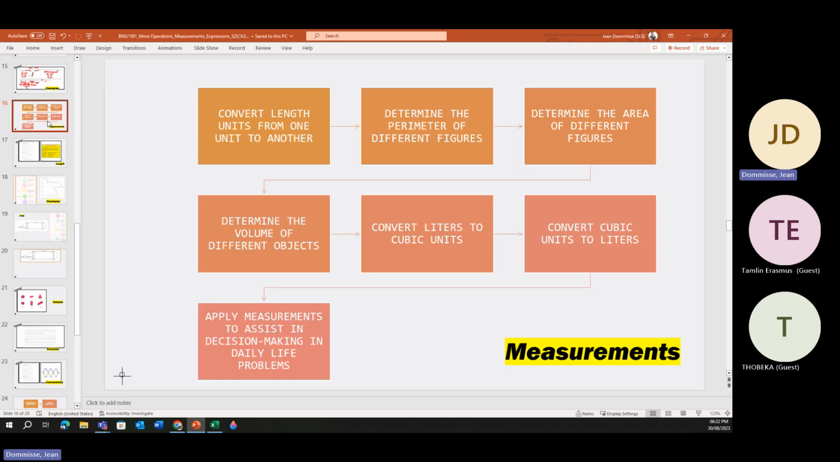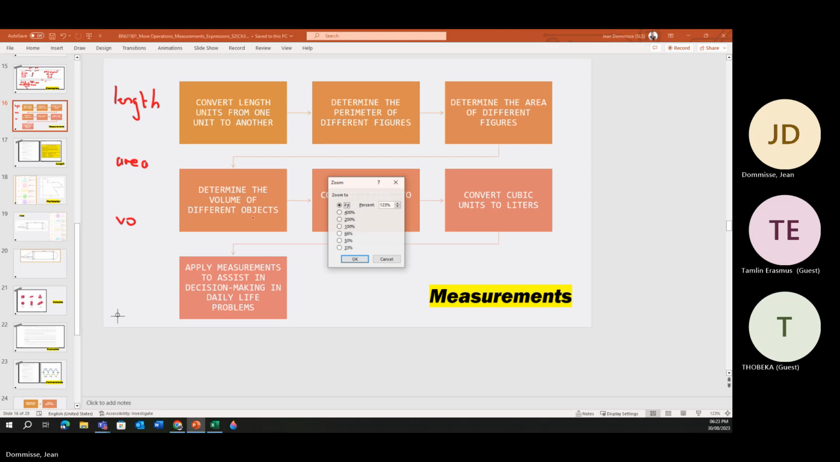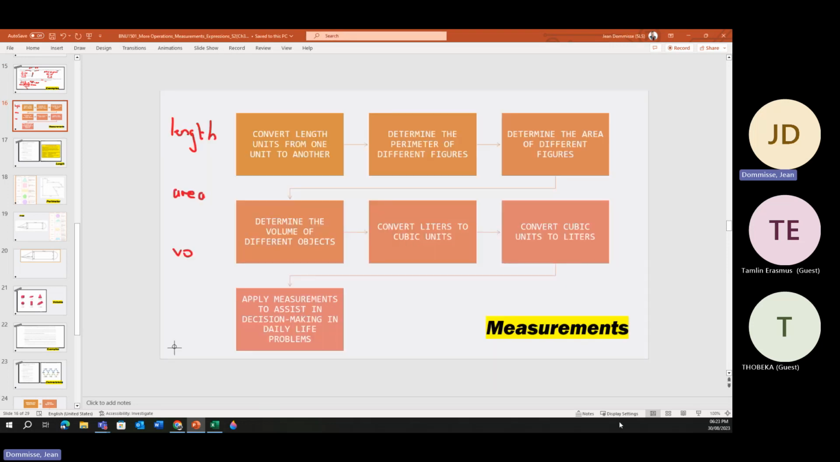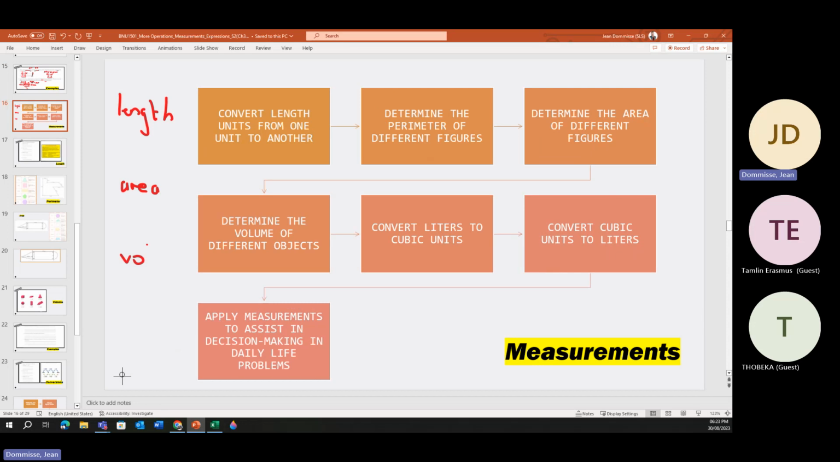So that is study unit 3 that we've done. Let's go into measurements. What is important on the measurement side is that we need to calculate length, we need to calculate area, and we will do one where we need to calculate volume. Those are nearly the 3 things that you need to be able to do.